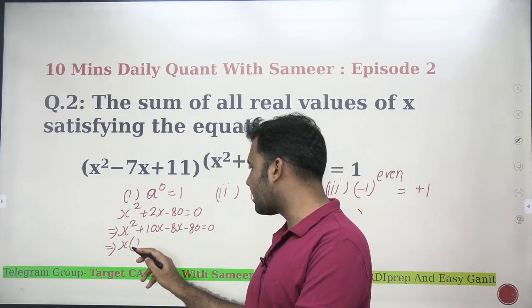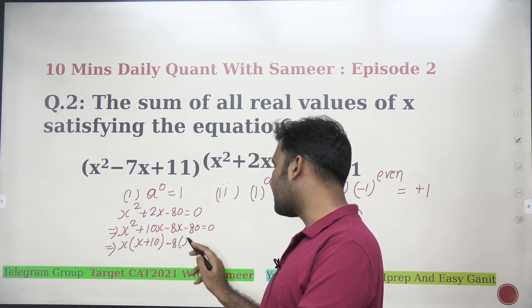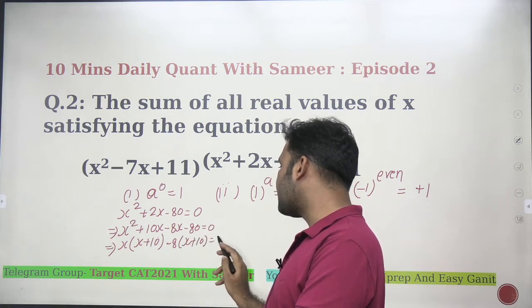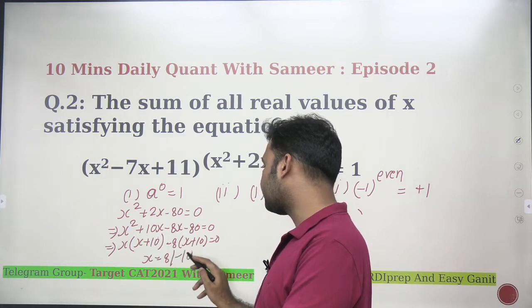Taking x as common here, you will be left with x plus 10 here. Taking minus 8 common from here, you will be left with x plus 10 here. And you see that here x will be equal to 8 and minus 10.